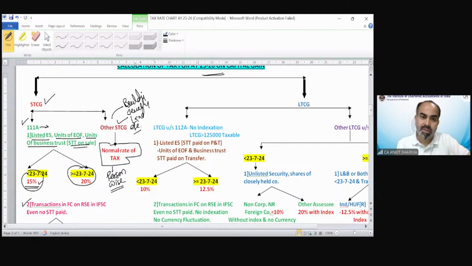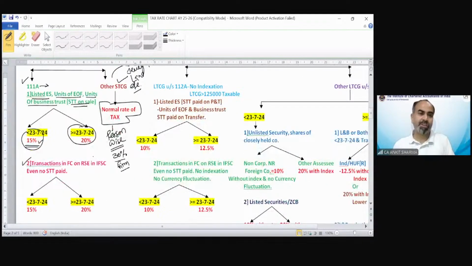Clear? Suppose the other short-term capital gain is related to a partnership firm. Then the partnership firm does not have a slab rate. They have a 30% tax rate. Then the short-term capital gain is also going to be taxed at 30%. So it depends upon the person. Accordingly, the tax rate is going to be applicable. Clear? So that was 111A.